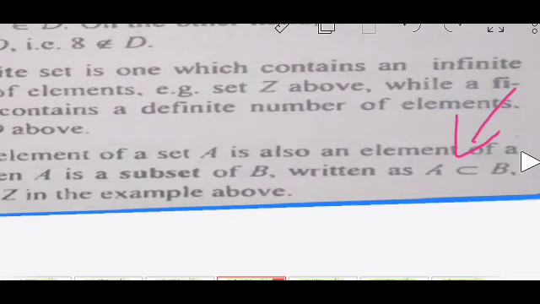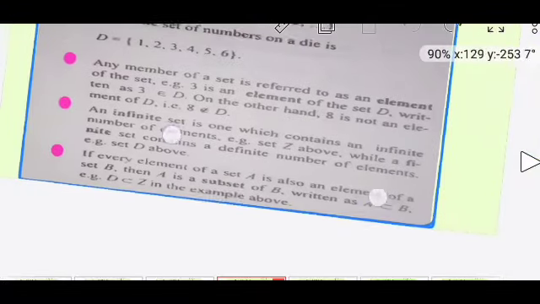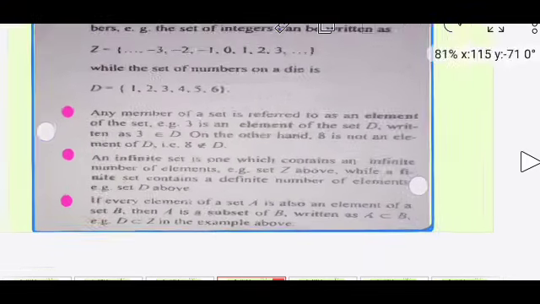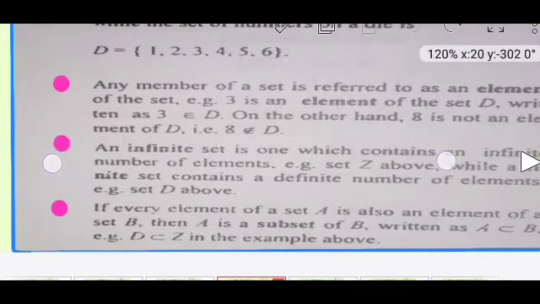That is the sign of a subset. So, now we say, e.g., D is a subset of Z in the example above. And that is it. So D is a subset of Z. So let's move to the next one.